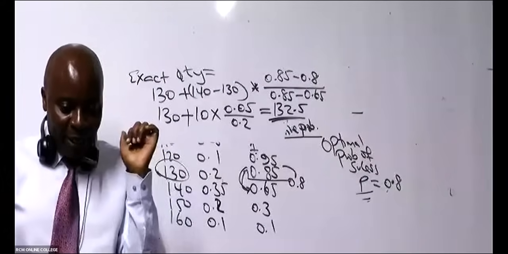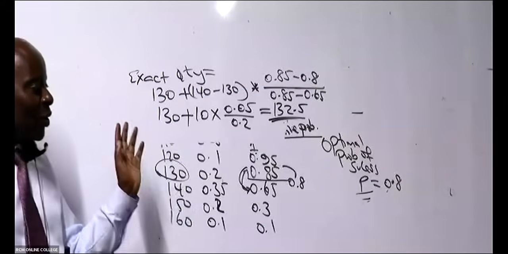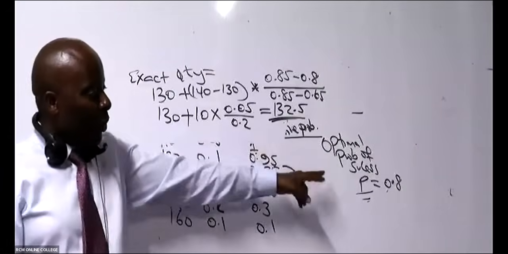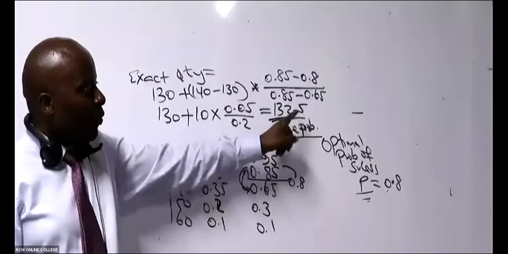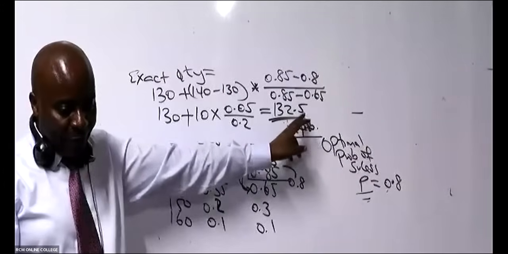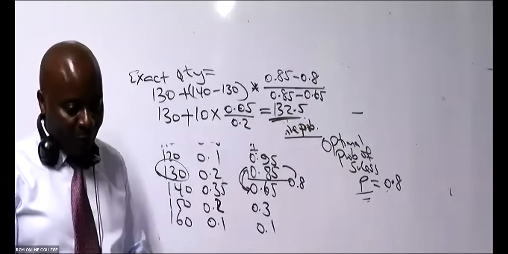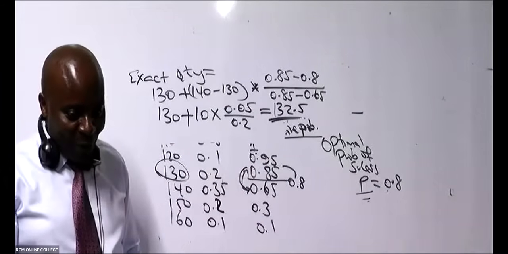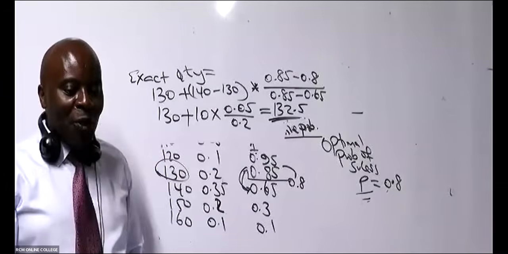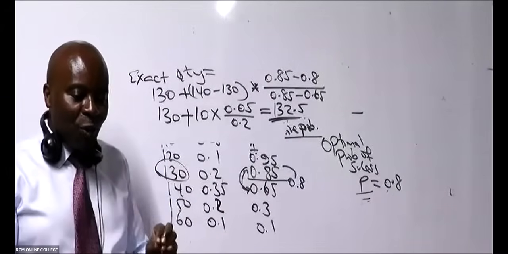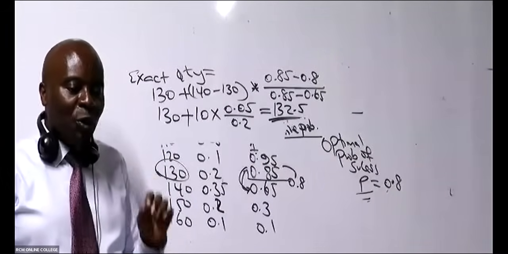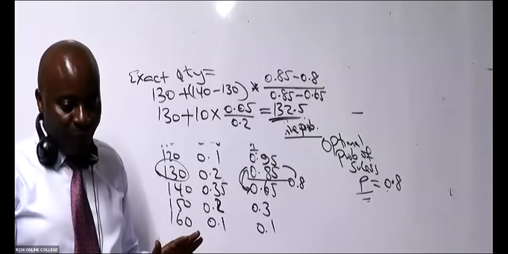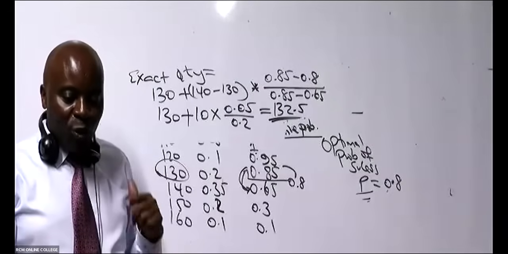Allow me to repeat something here. But first of all, before I show how we got this probability of success, have we been able to get this figure of 132.5? They want me to repeat, fine. If it's continuous, then you should be able to get up to the decimals. Don't round off to 133.